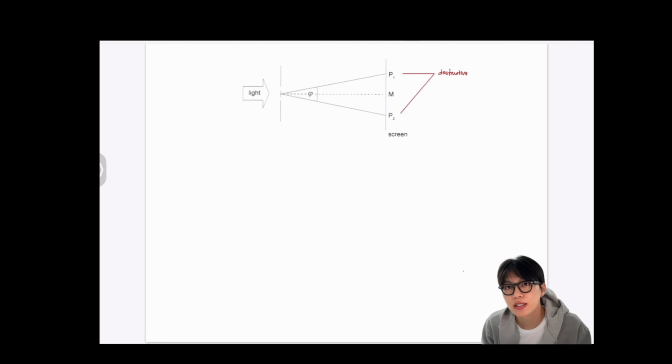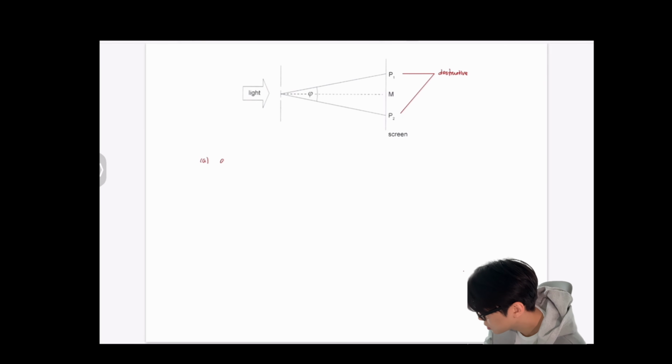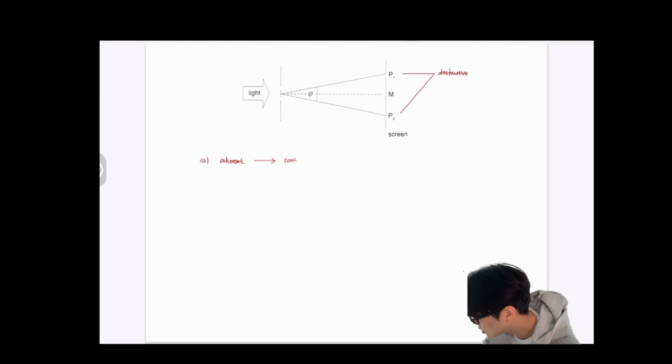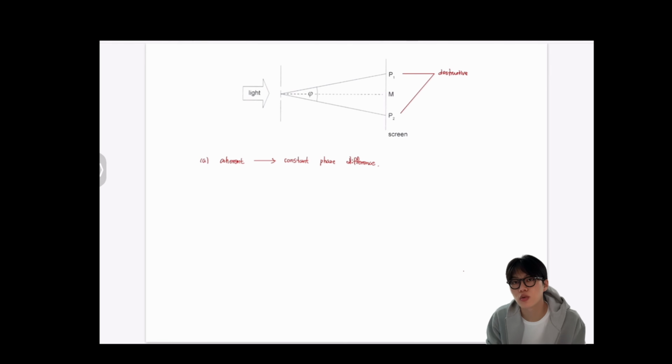In question 4a, they said explain why the two sources need to be coherent for the interference pattern to be observed. So they ask what it means by a coherent light source. When the light sources are coherent, there is a constant phase difference between the sources. So you have to say something about the constant phase difference. Okay, so that's question A.